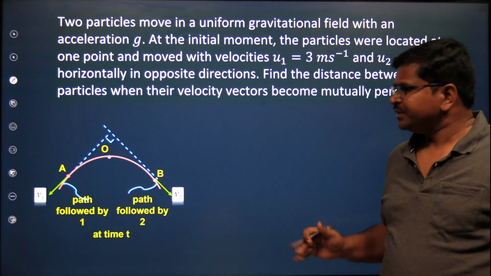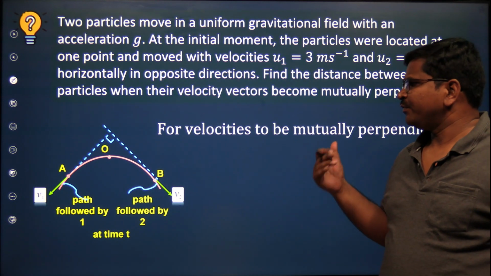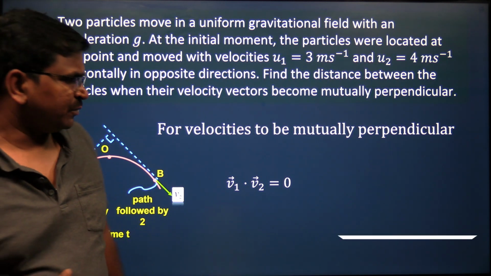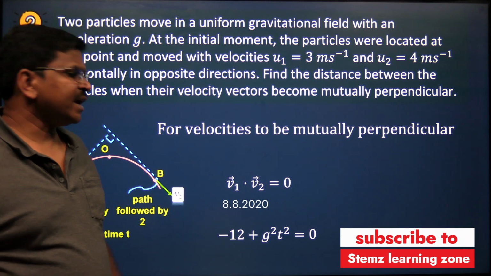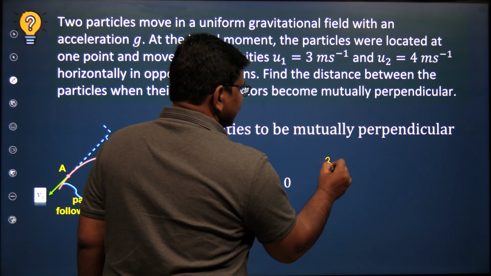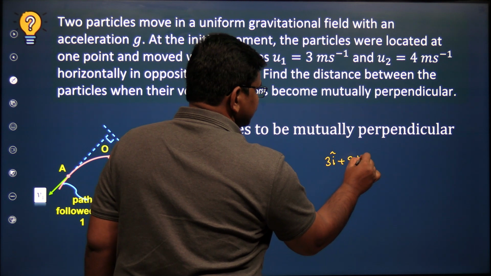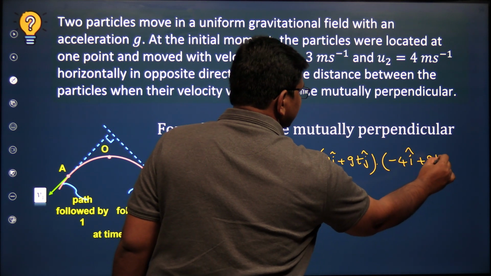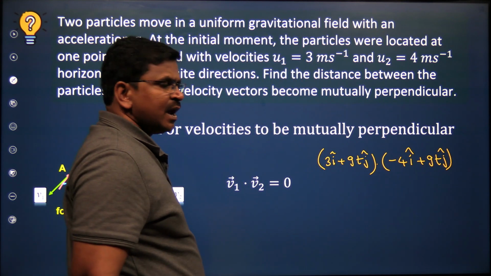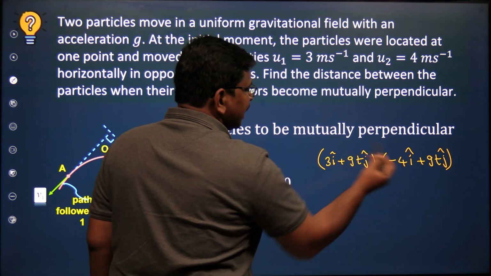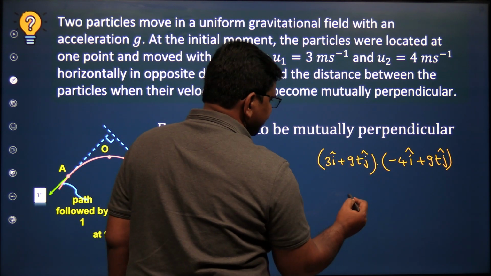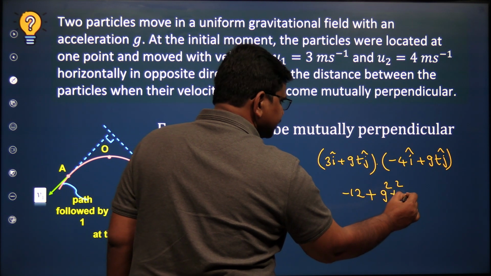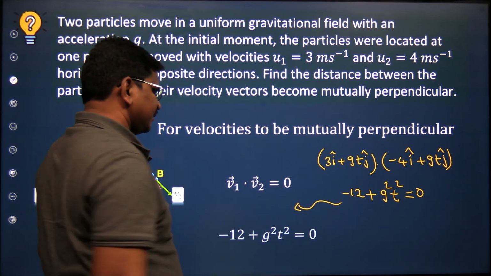And from these two, you can do the dot product here. For the velocities to be mutually perpendicular, we can write V1 dot V2 equal to 0. By substituting those values, I get V1 as 3i cap plus gt j cap, dot minus 4i cap plus gt j cap. This is the actual dot product. In a dot product, we multiply i component with i component, that is 3 into minus 4, which is minus 12, plus gt into gt, that is g squared t squared, which must be 0.